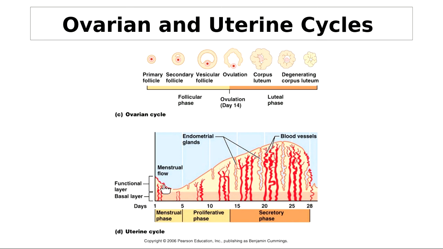The stratum functionalis degenerates, and the uterine glands discharge their contents and collapse. The flow goes from the uterine cavity through the cervix and the vagina to the exterior. Flow lasts for approximately 5 days, that's what they usually say here, until only the stratum basale is left. Now that's supposed to be what's left, the stratum basale.